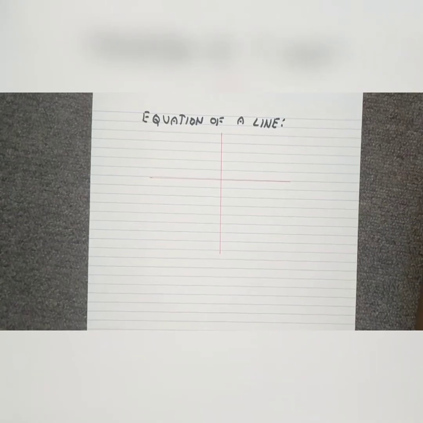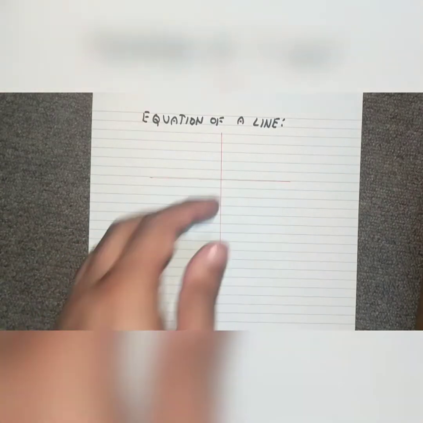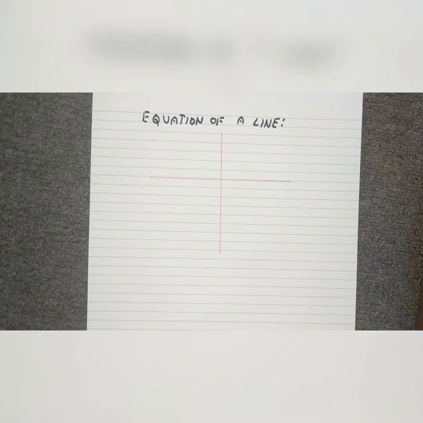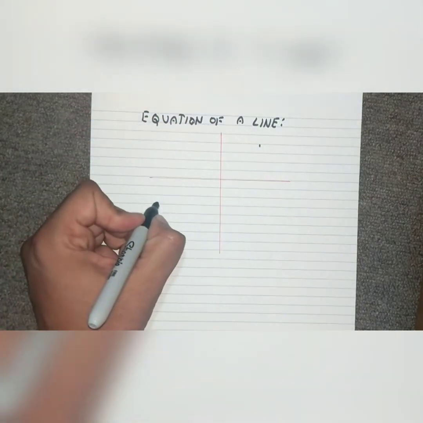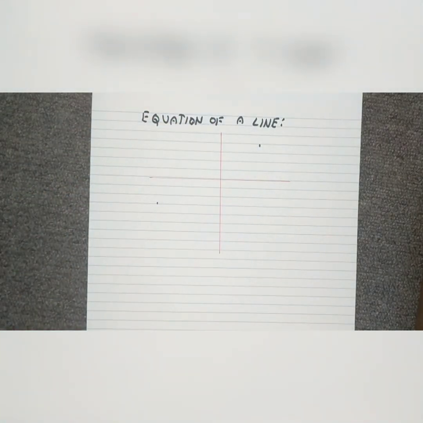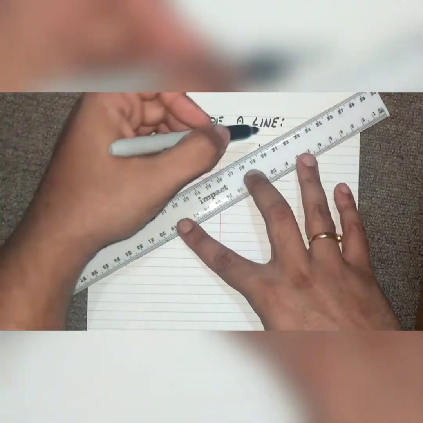Hey y'all. In this video, we're going to be looking at deriving the equation of a straight line. First, let's take a look at a Cartesian plane. If you have two random points that are joined together, they form a straight line. So for example, let me choose a point here and here. And when I join them using a ruler, they form a straight line.